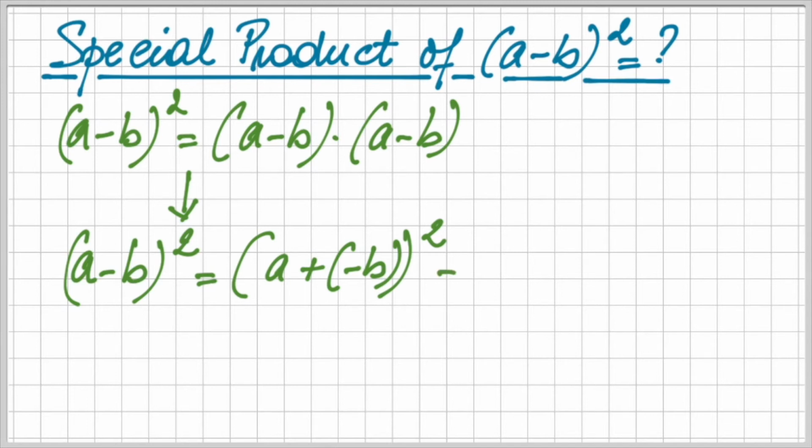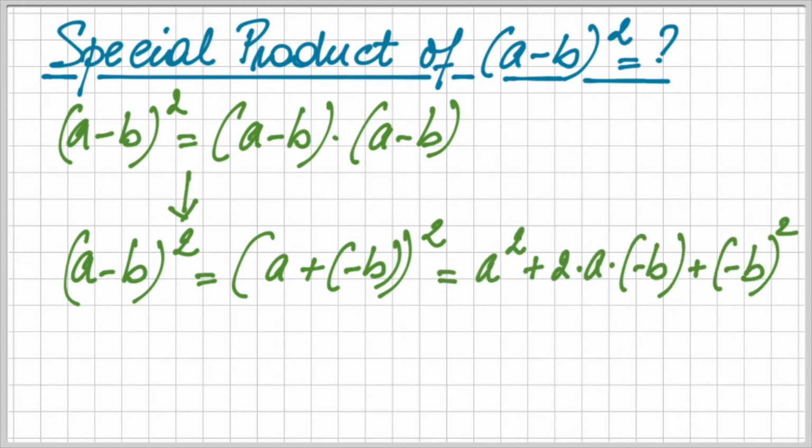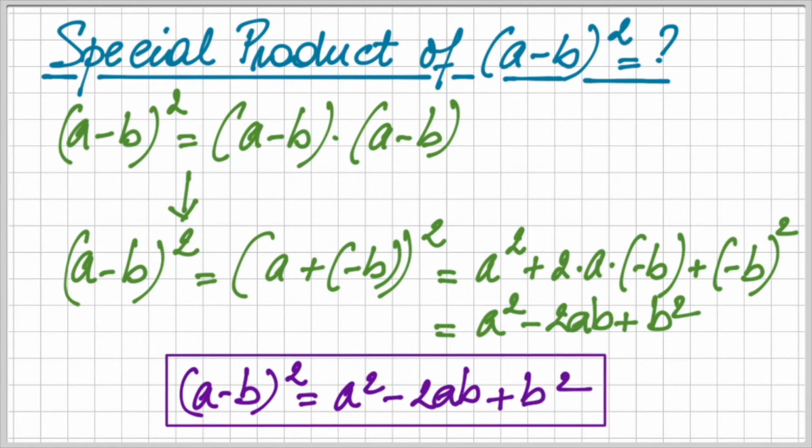When we replace this in the special product formula, we find a² + 2 times a times (−b) + (−b)². And when we calculate this, we can say it's a² − 2ab + b². This gives us the second special product formula, now for (a − b)², which is equal to a² − 2ab + b². Let's have a look at some examples.